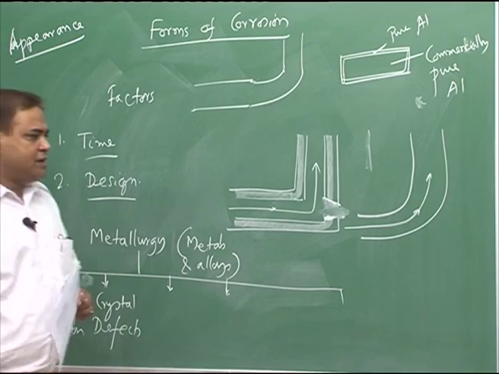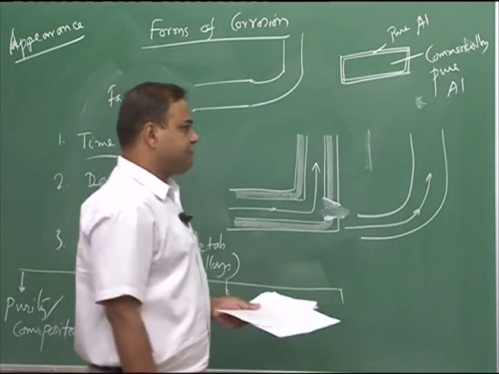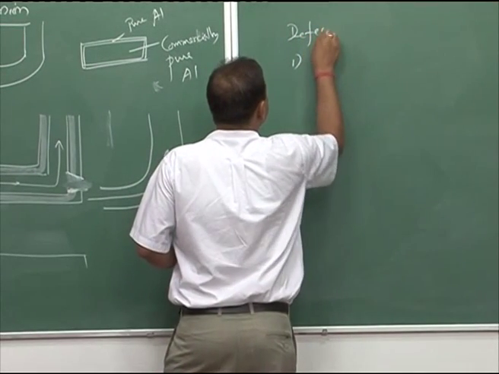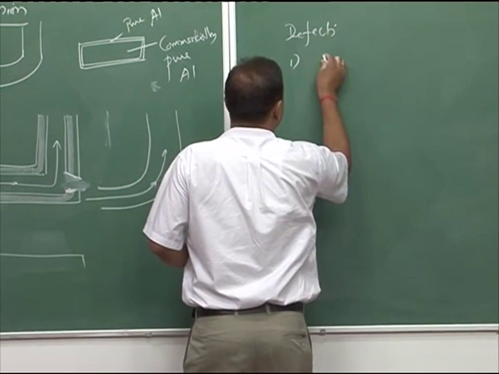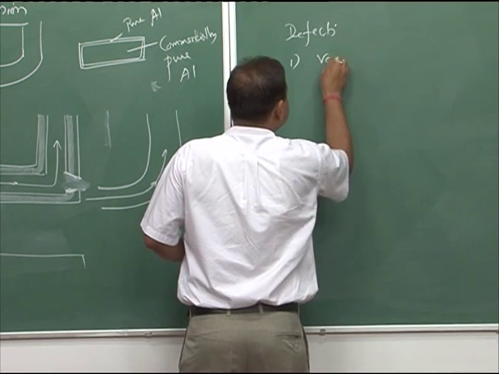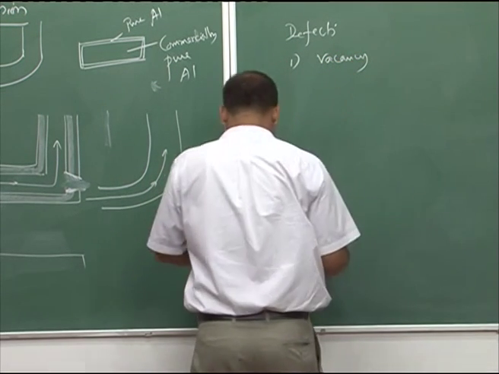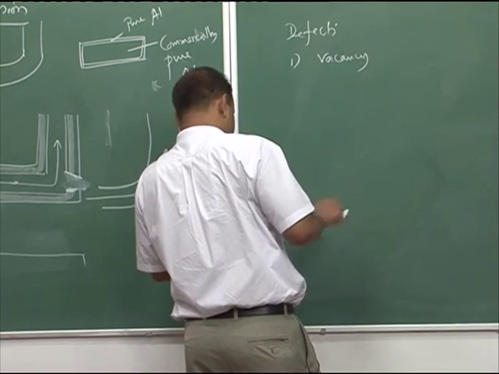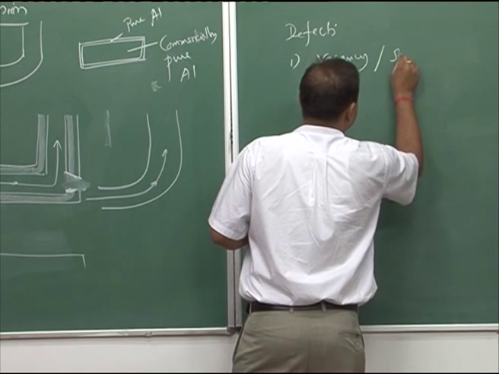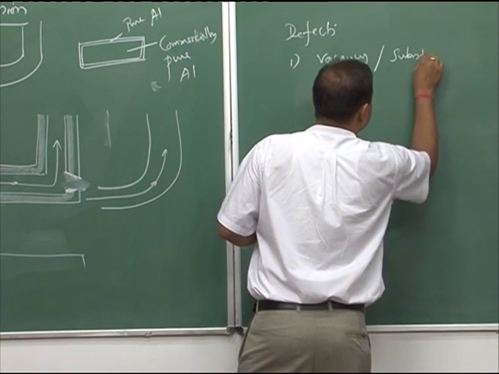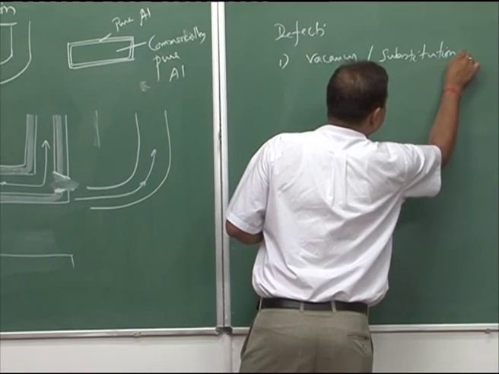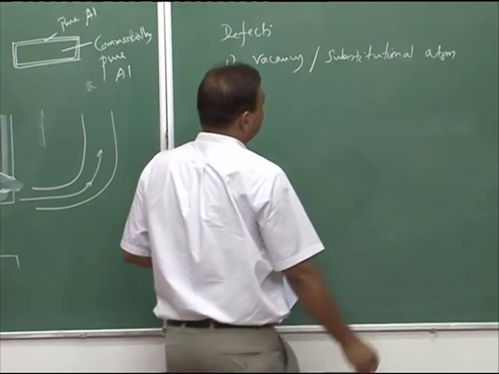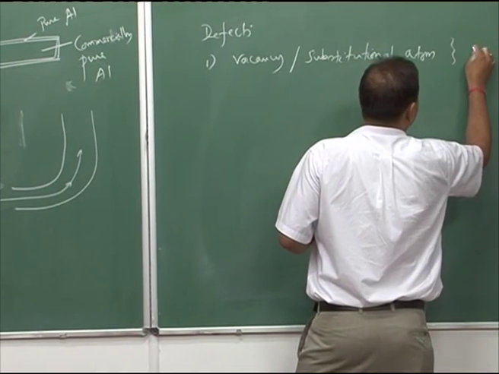Crystal defects, this is an important issue. Crystal defects, there are 4 kinds of defects. One is vacancy defect, or substitutional atom. So, this is falling under point defect.